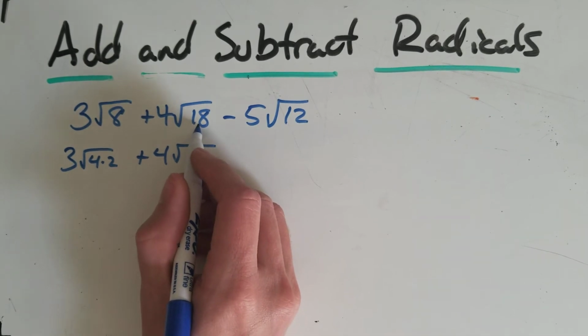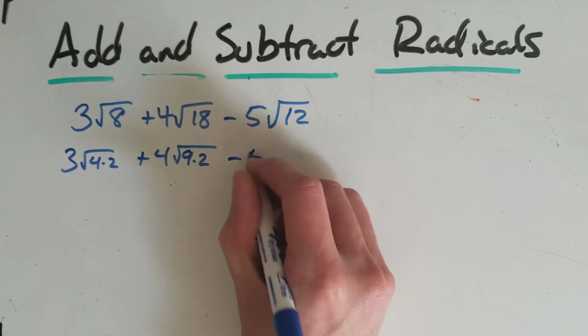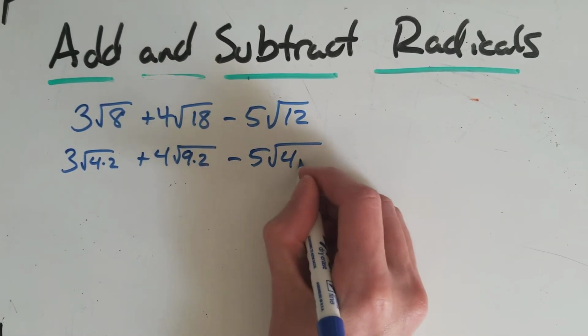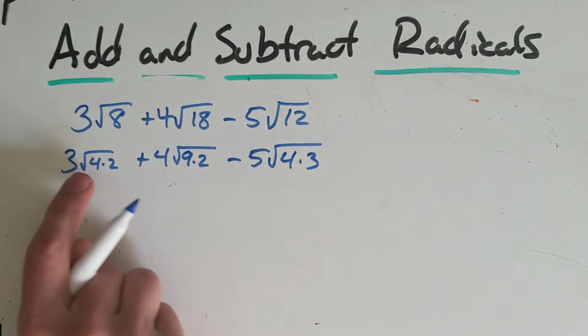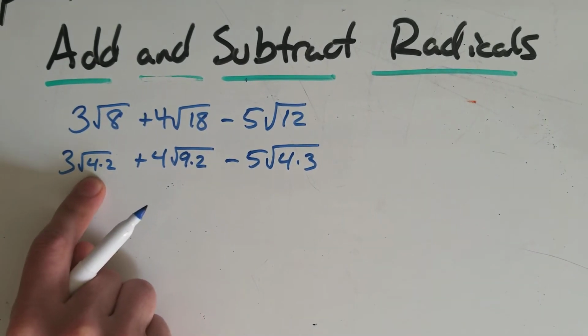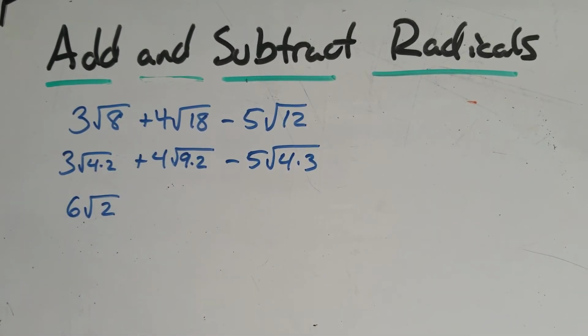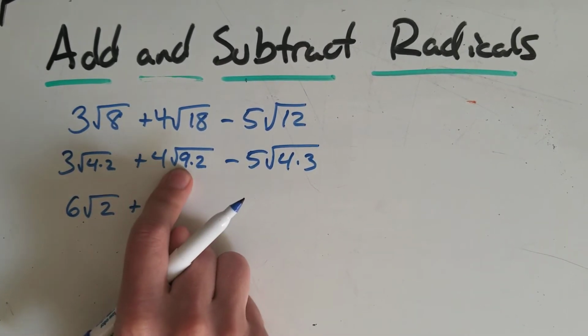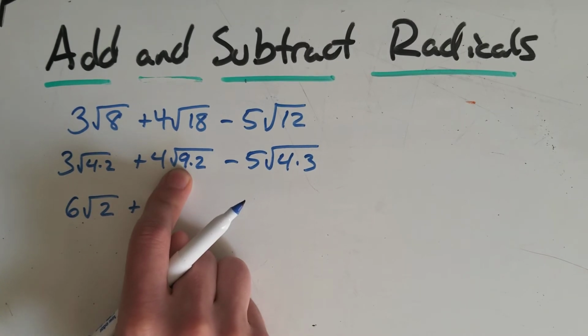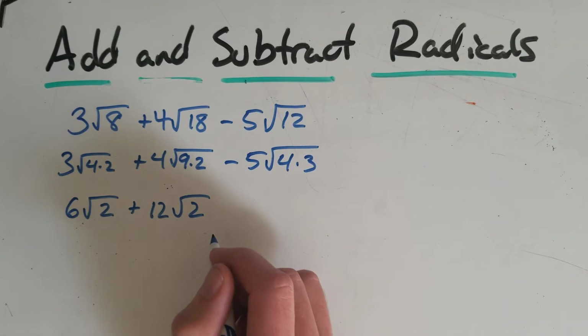18, perfect squares that go into 18 are 9. 9 times 2. And 12, a perfect square that goes into 12 is 4. It's 4 times 3. So our first term, you're going to end up with the square root of 4 is going to come out. So you're going to have 2 times 3. You're going to have 6 times the square root of 2. Here your square root of 9 is going to be evaluated. You'll have 3 times the 4 is 12 times the square root of 2.